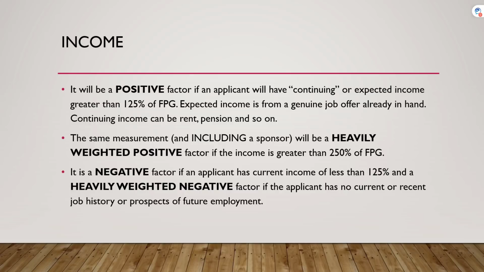Okay. The same measurement, and including a sponsor, will be a heavily weighted positive factor if the income is greater than 250% of federal poverty guidelines. This is an interesting one because this is essentially saying that if you, let's say, for example, you expect to come here on a very well-paid job, right, which is 250% of FPG. And that might be simply a matter of geography. For example, if you come to the USA, in many parts of the country, a well-paying job might be 30, 40K a year, 50K a year.